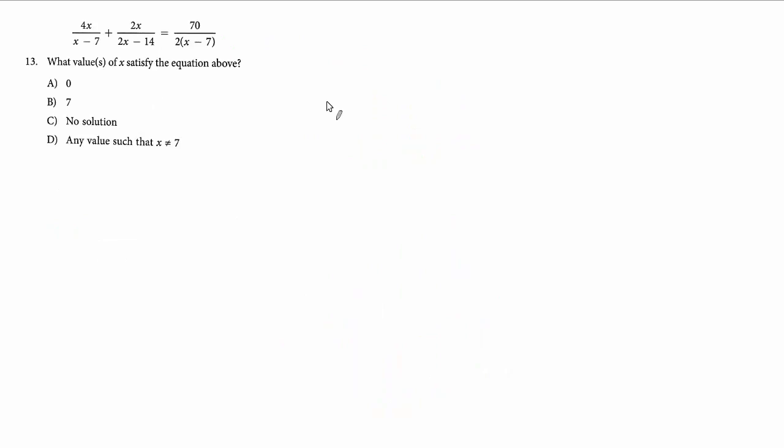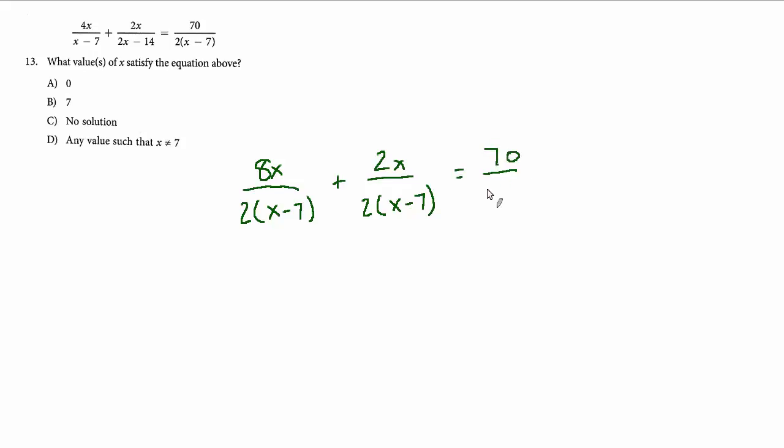13. What values of x satisfy the equation above? We want to get it to have a common denominator. So the first term needs a 2 in the denominator. So let's also put a 2 in the numerator. That's going to become 8x over 2 times the quantity x minus 7. Second term's already in good shape. It's 2x, and we can rewrite the denominator by factoring out a 2 times x minus 7. So that's all good. And then the third term already has the denominator that we want, 2 times x minus 7. So no change there.